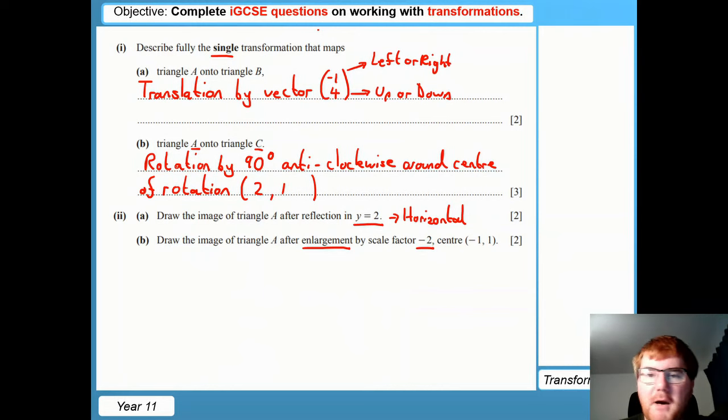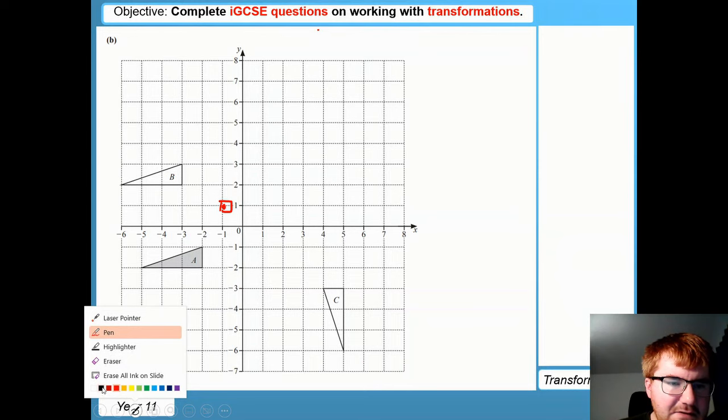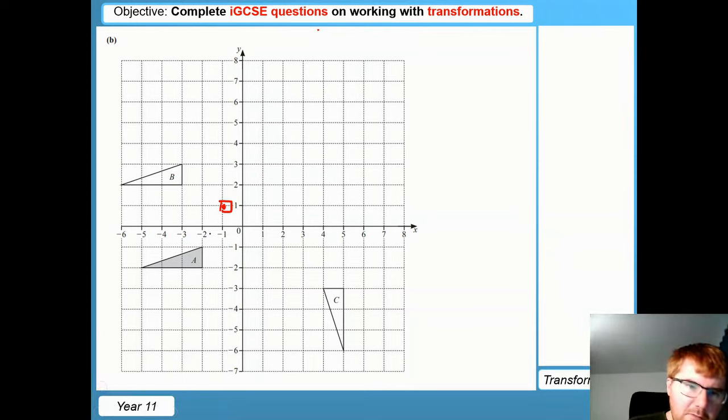So that's going to be -1, 1, so -1 along and here. So this is going to be our center of enlargement. And let's now go through the process for -2. Now, if it's +2, then we'll be going downwards. So this shape will be getting bigger going downwards. But because it's -2, we're going to go through that point and then come out the other side.